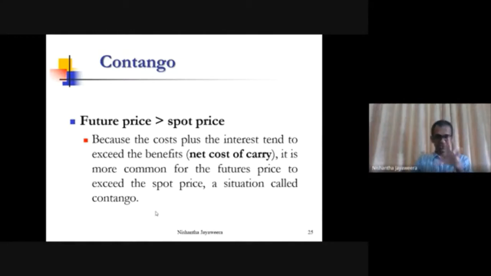Similarly, in futures, we use two different words, contango market and backwardation market. Whenever the futures price is greater than spot price, we call it a contango market. When it happens, when your net cost of carry is positive, that means your costs are higher than the benefits, or cost exceeds benefits. Then your net cost of carry is positive. Then your futures price is higher than spot price. We call it a contango market. Clear?